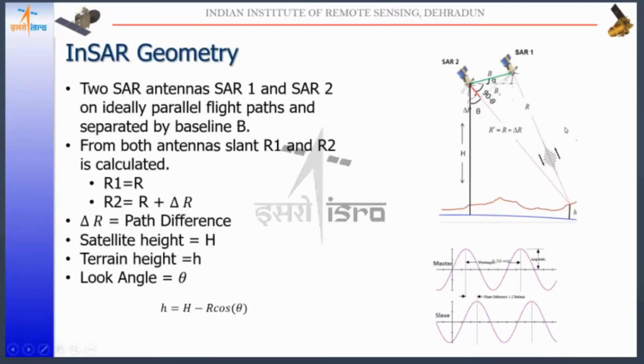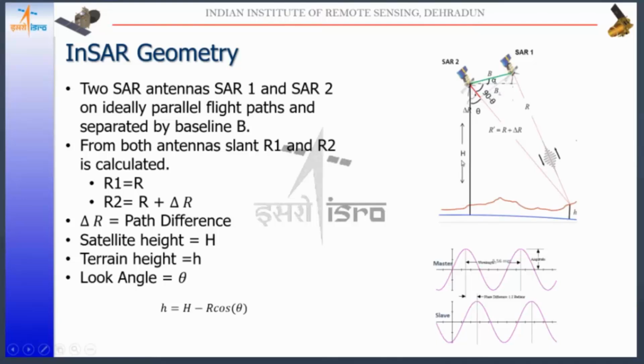So this is the InSAR geometry. If this is SAR1 and this is SAR2, this is the slant range, and this is R dash, meaning R plus delta R. So this distance is delta R, and this is R plus delta R. We can say this is R1 and this is R2. Then R1 is equal to R and R2 is equal to R plus delta R. This is the baseline, alpha is the orientation angle, and this is the perpendicular baseline, B perpendicular.